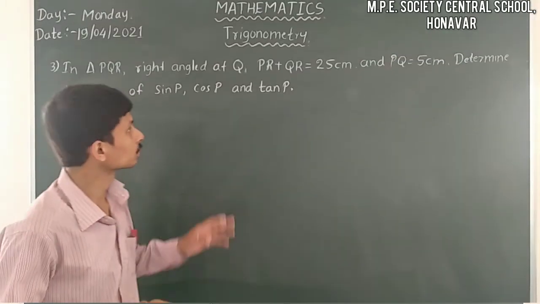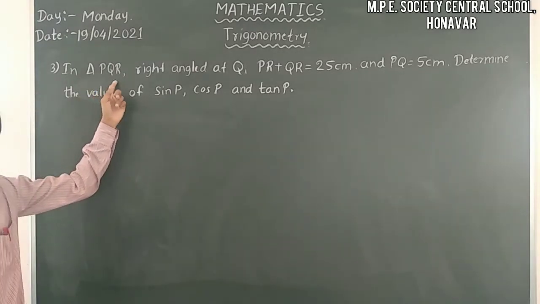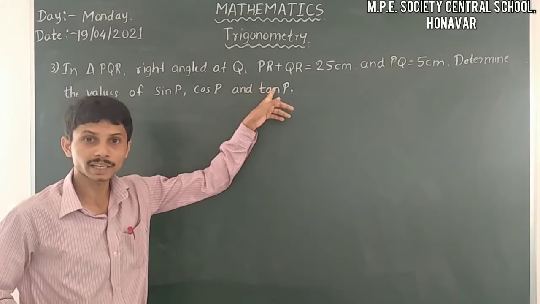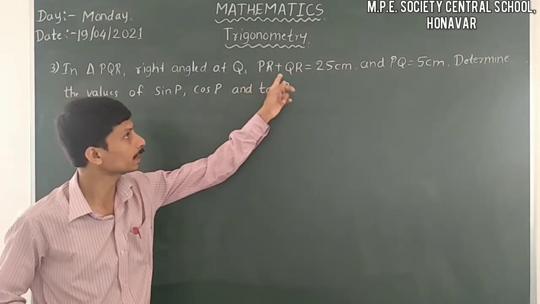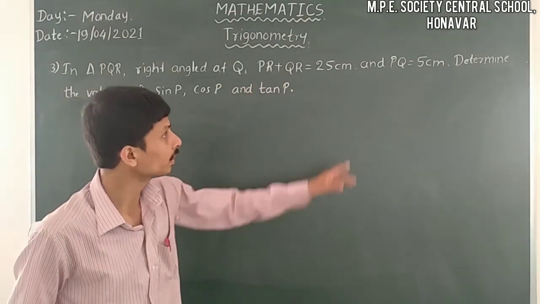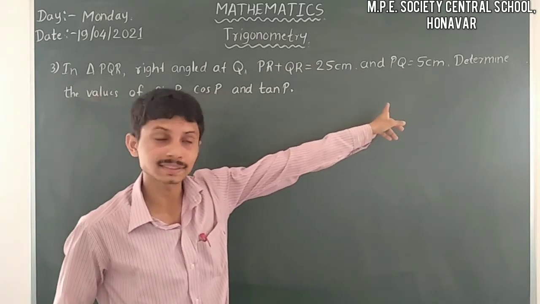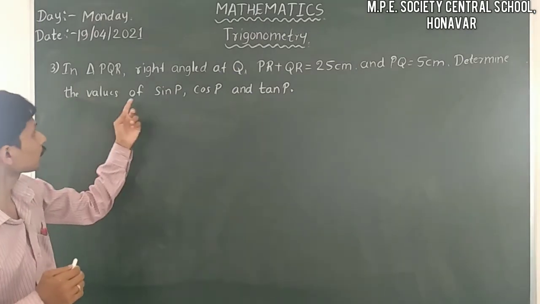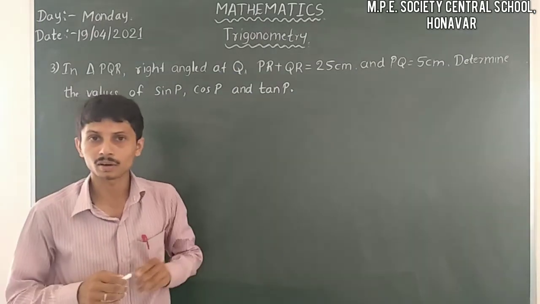So here we have a right angle triangle PQR, right angle at Q, and the sum of two sides of this triangle is given: PR plus QR is equal to 25 centimeter, and one of the sides, PQ, is given as 5 centimeter. We have to determine the values of sin P, cos P and tan P.